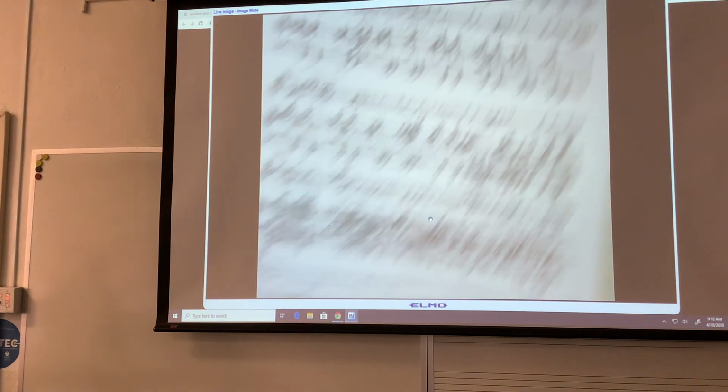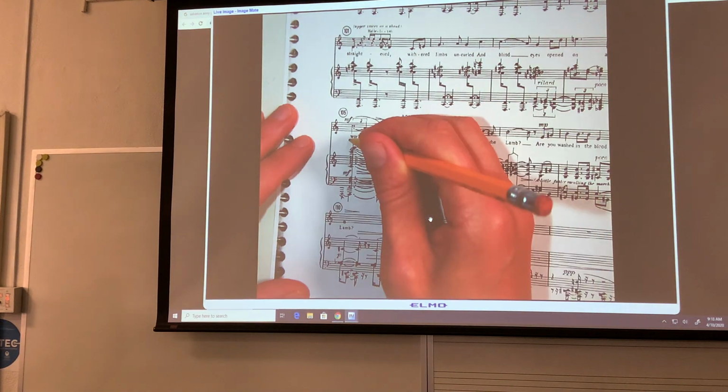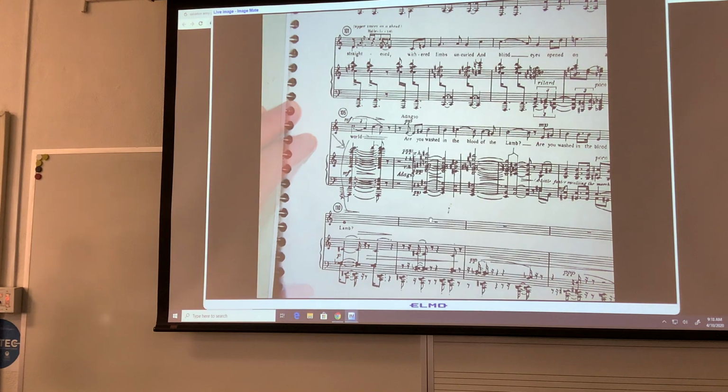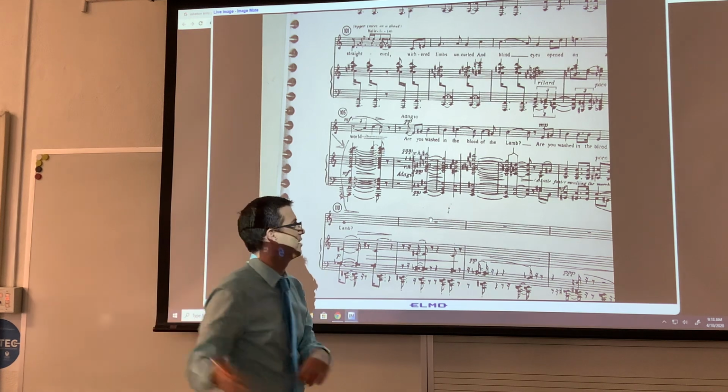And again, another Ives trick. We saw this in the cage. Super duper big chords where the pianist is going to have to figure out how to play all those notes.